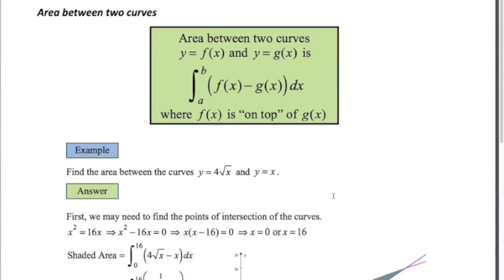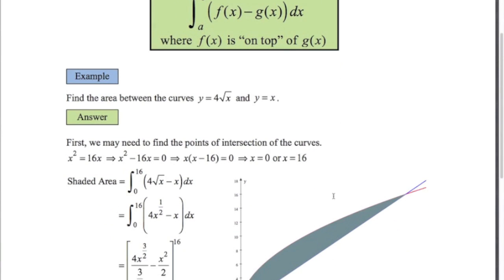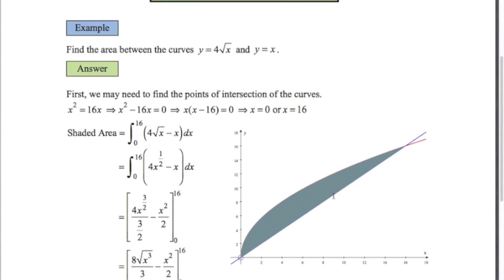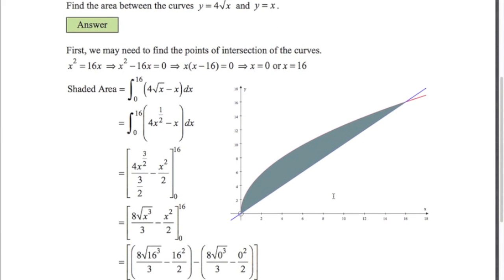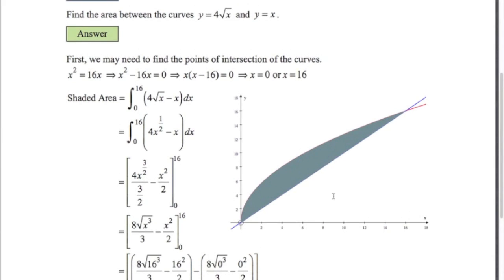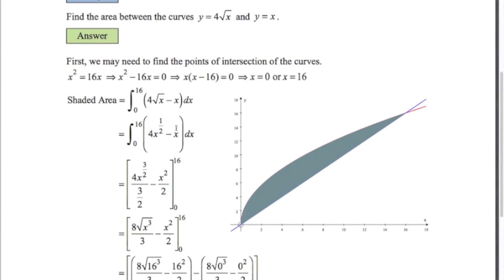So let's look at this one. We've got y equals 4 root x and y equals x. So there's the diagram. You can see 4 root x is the curved shape and y equals x is the straight line. So we want to work out that area. So the area is just the integral of 4 root x minus x. We also need to find the x values. So one thing we need to do is find when 4 root x is equal to x.